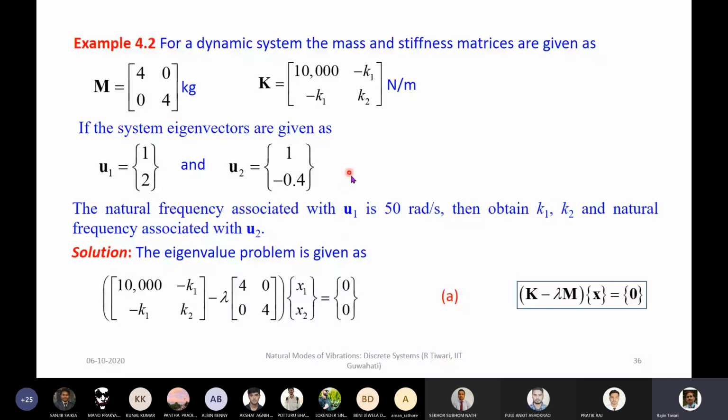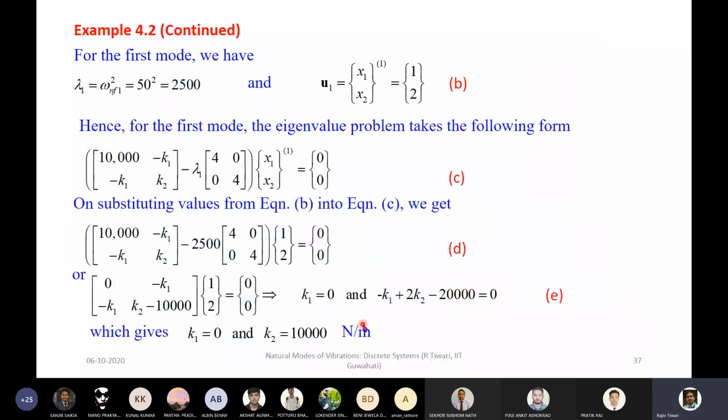This is a 2 degree of freedom system. So the general eigenvalue problem we defined earlier is like this. Here we can put the K matrix and M matrix. So this is the eigenvalue problem for this particular problem. We have been given the first natural frequency, so the first eigenvalue we can obtain by squaring the natural frequency, and the corresponding mode shape, the eigenvector, is also given. So we'll utilize this information in the eigenvalue problem.